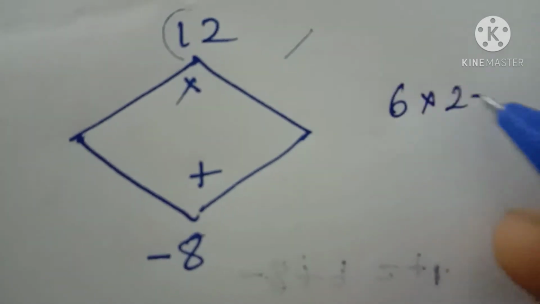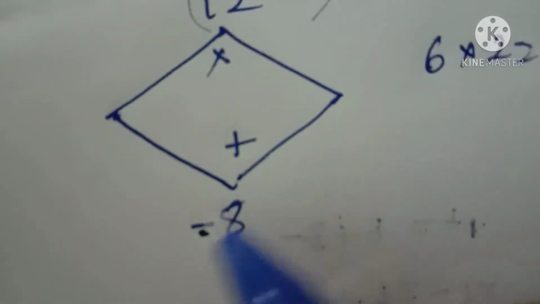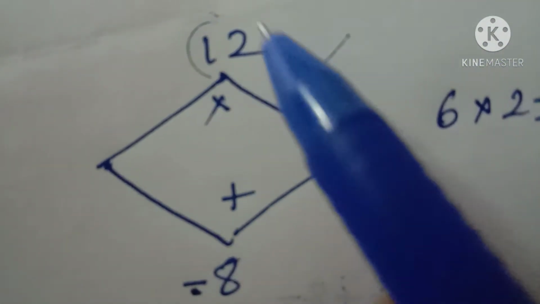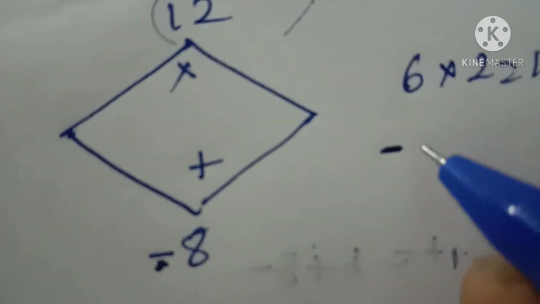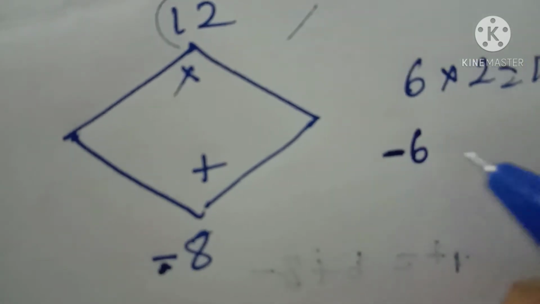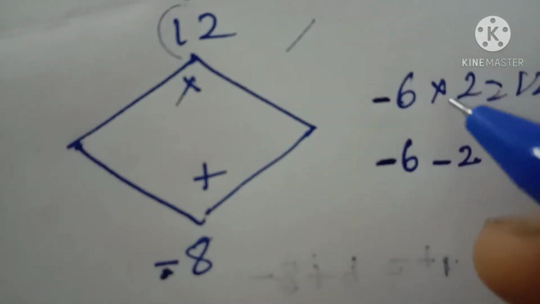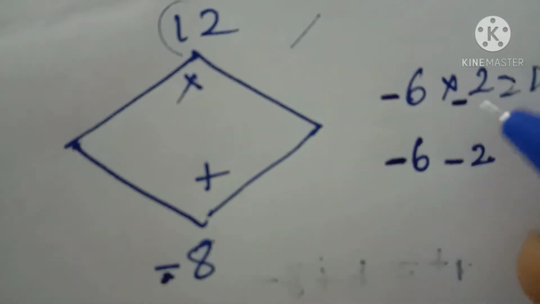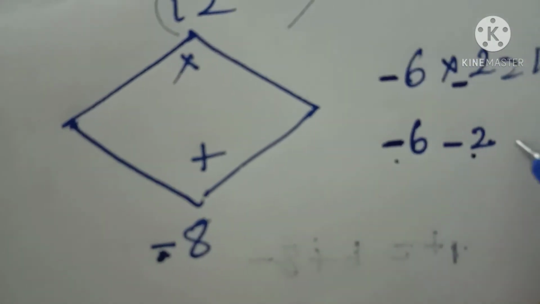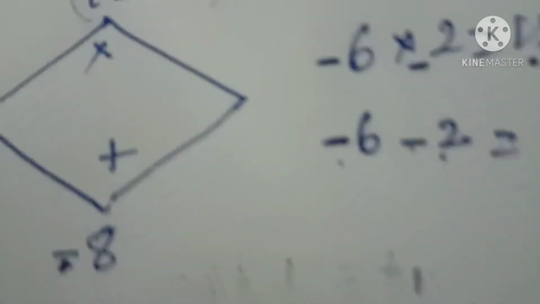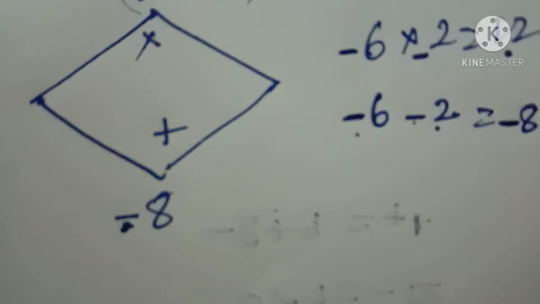6 into 2 is 12. But here they given as minus 8. So if the product is in the plus and the sum is in the minus, then you have to take the factors both as minus and minus. That is minus 6 into minus 2 is plus 12. And then minus 6 minus 2 is equal to minus means you have to add. So 6 plus 2 is 8 and greater number sign is minus.